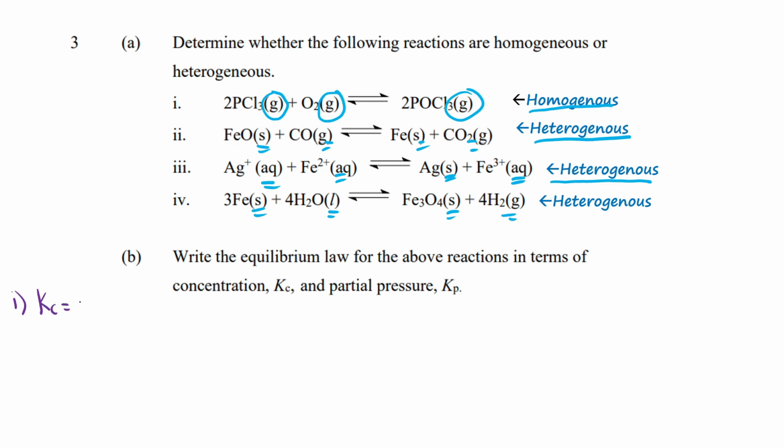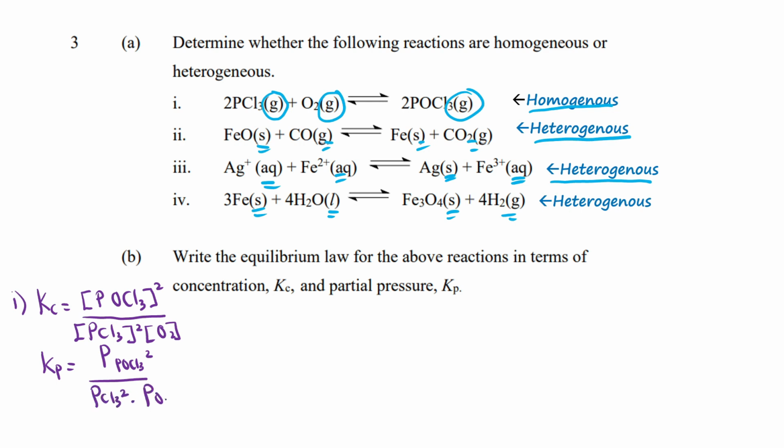Kc is equal to concentration of POCl3 square over concentration PCl3 square times concentration oxygen. Untuk Kp dia adalah gas, jadi kita akan ada Kp is equal to partial pressure of POCl3 square over partial pressure PCl3 square times partial pressure of oxygen. Okay, so that's for question 1.